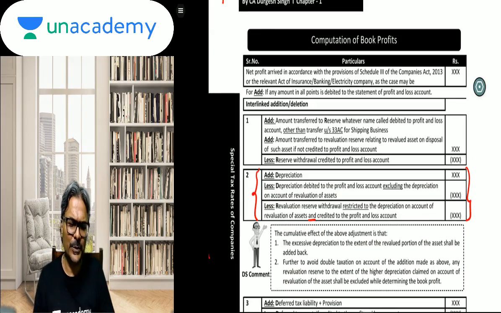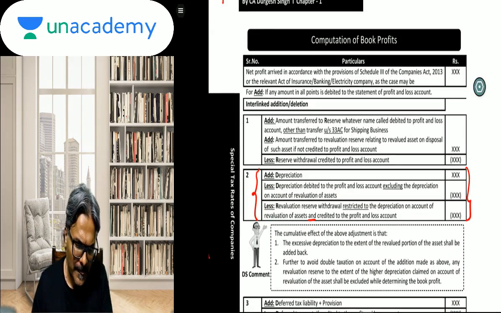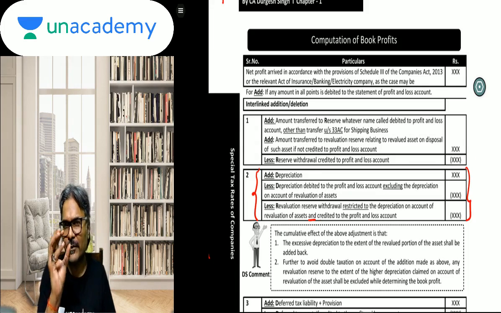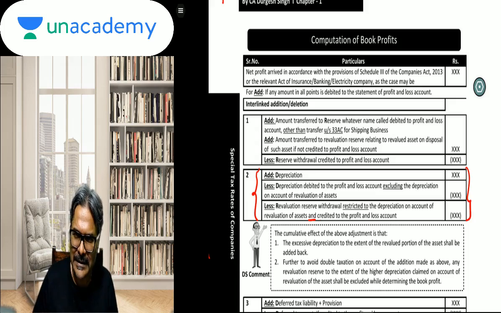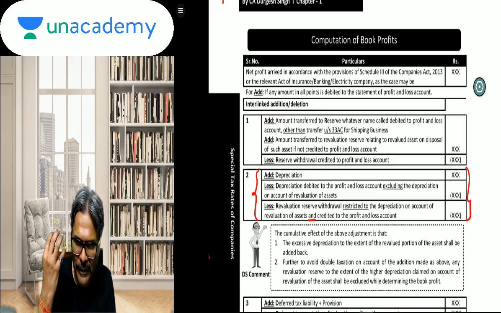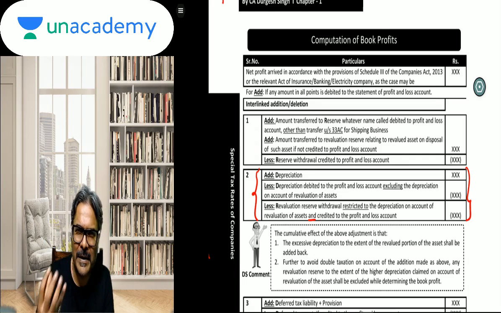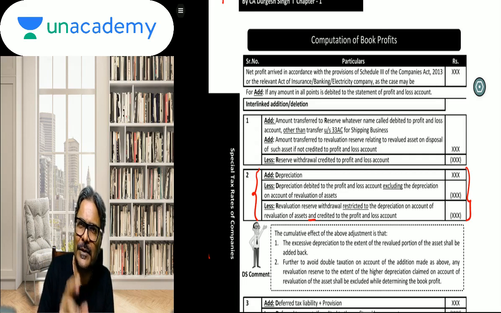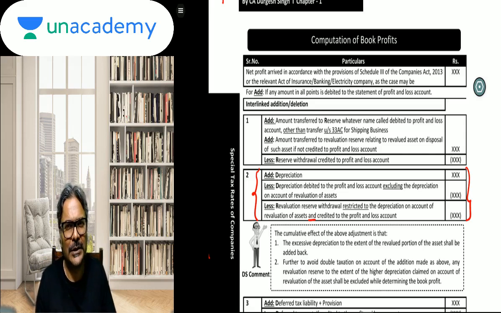First up, students, interlinked additions or deletions. First of all, I will give you a bit of philosophy. The concept of MAT was really a very beautiful concept. Initially, the philosophy on which the government introduced this concept was indeed quite logical, fair and rational. It was a very fair proposition of MAT.